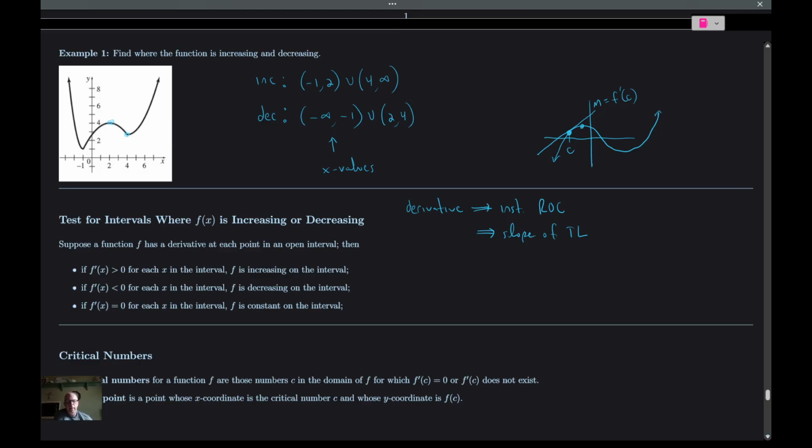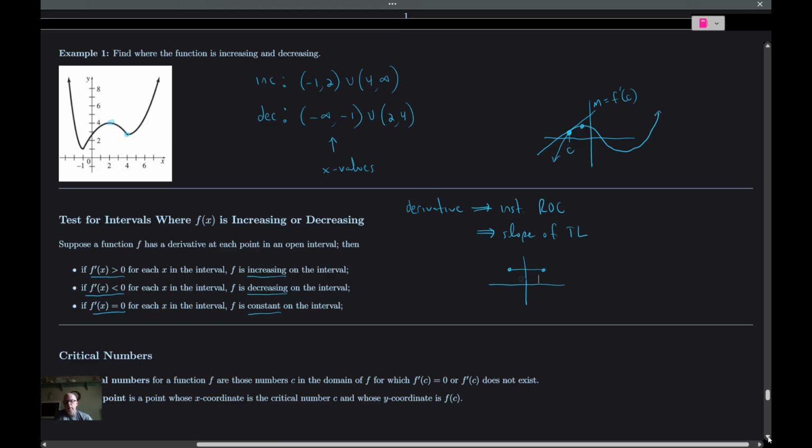And then likewise, if the derivative is negative, then the function is decreasing. So if the derivative is positive, function is increasing. If the derivative is negative, function is decreasing. And then if the derivative is 0 on an interval, then the function is constant. And so when we say constant, of course, we are talking about a section where the function is horizontal. And then that would mean that the slope is 0, which means the derivative is 0.